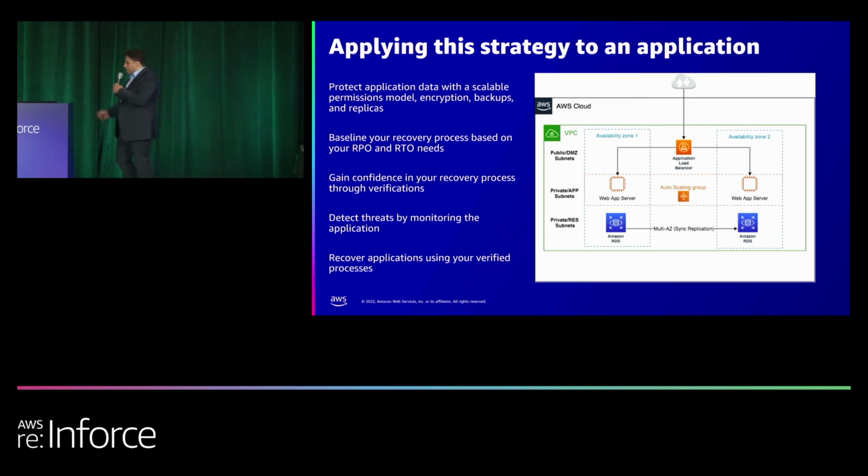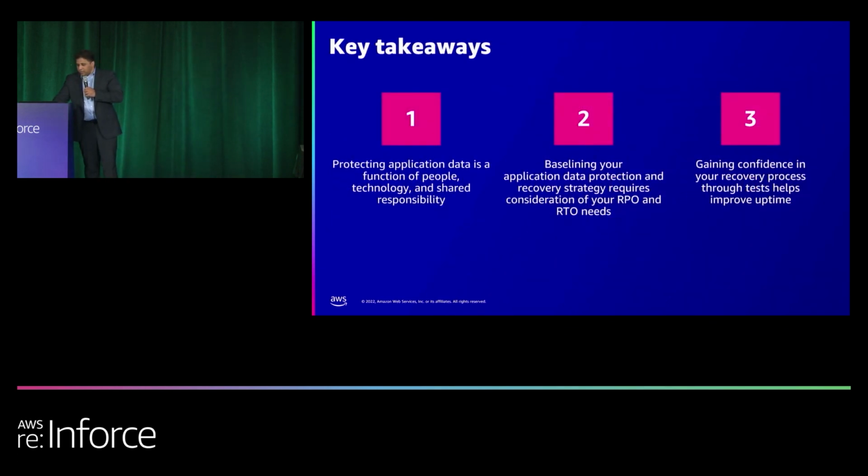So with that, I'd like to talk about the key takeaways. We started with protecting your application data, and it is a function of people, technology, and shared responsibility. The teams that are involved, the application team, the data protection team, the security team, and the compliance team, have separation of concerns, but they need to work in a coordinated way so that they can fulfill the RPO, RTO, and the recovery needs that the organization has.